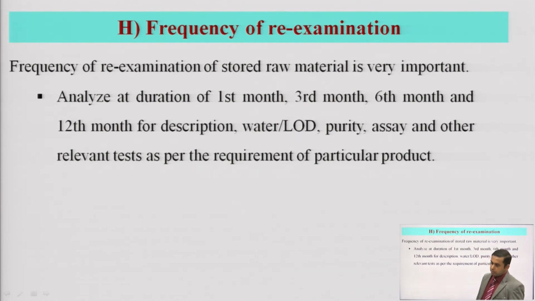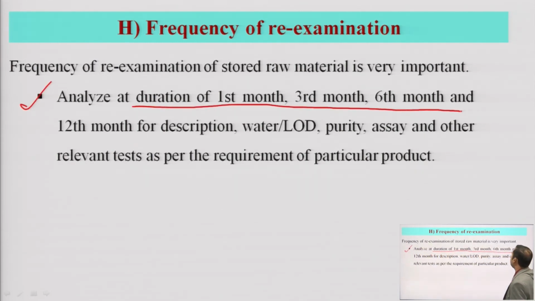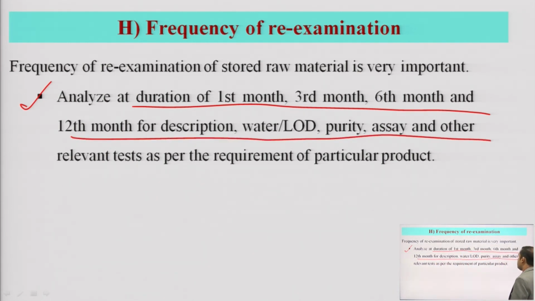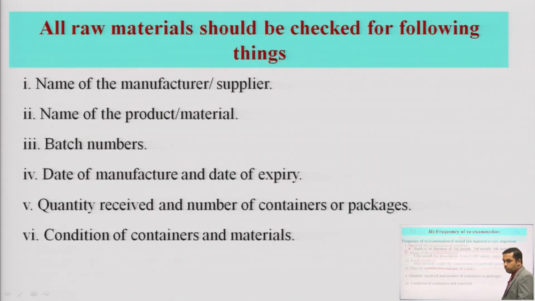Then frequency of re-examination. The frequency of re-examination of stored raw material is very important. Why? Analyze at the duration of the first, second, third and 6th month or 12th month for description, water, LOD, purity, assay and other relevant tests as per the requirement of the particular product.